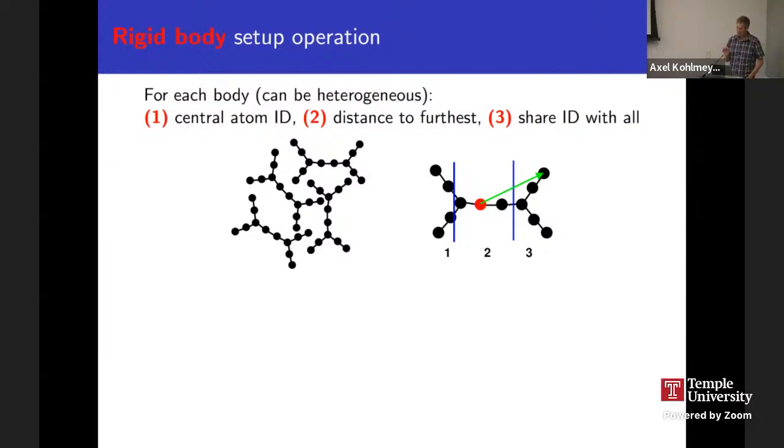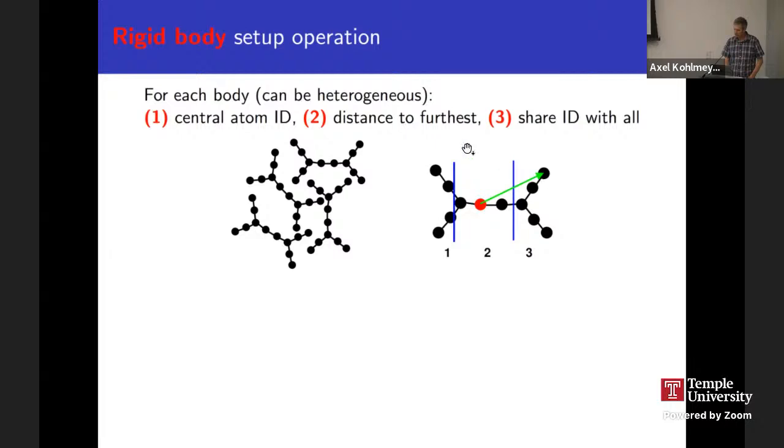What the ID of that atom is, because that atom is going to store properties about the rigid body, like its total center of mass, its current orientation, et cetera. So that has to be figured out. Then we need to know the distance from that central atom to the furthest atom away in the rigid body. That would be represented here by the green arrow, the length of that green arrow to that upper right atom. The reason that's important is that when we do the partitioning, we define a cutoff, and that cutoff has to encompass that distance so that the central atom can acquire all the information it needs from other atoms in the system.